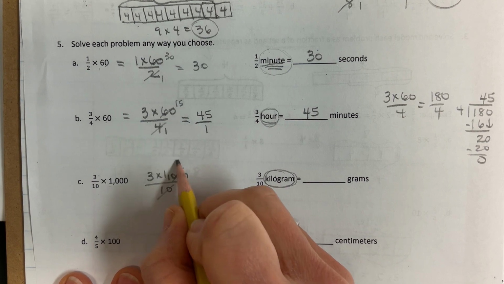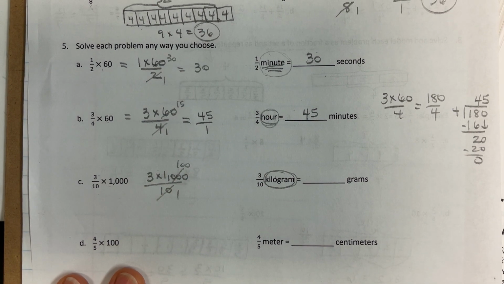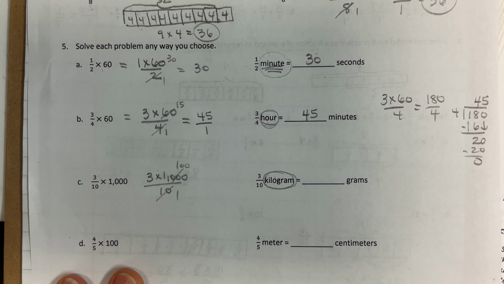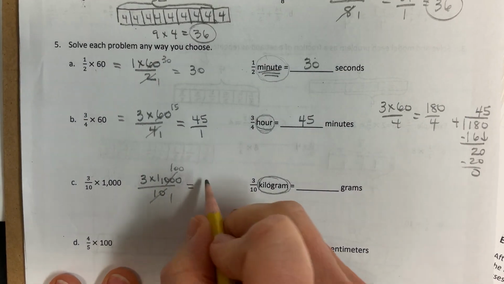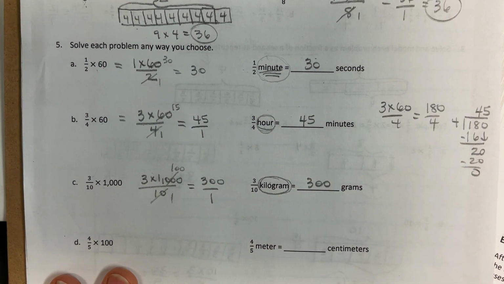Okay, so I'm going to simplify 1,000 over 10 as 100. Okay, and then up top, 3 times 100 is 300. So it would be 300 grams.